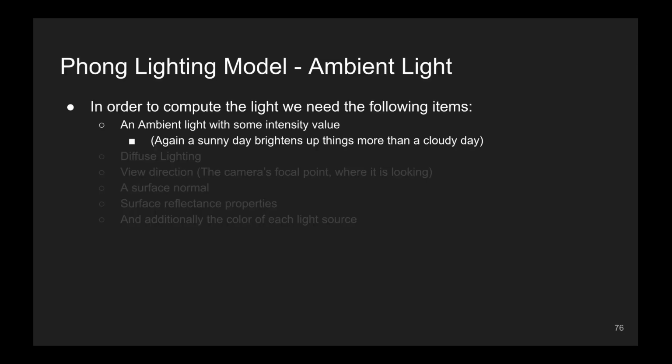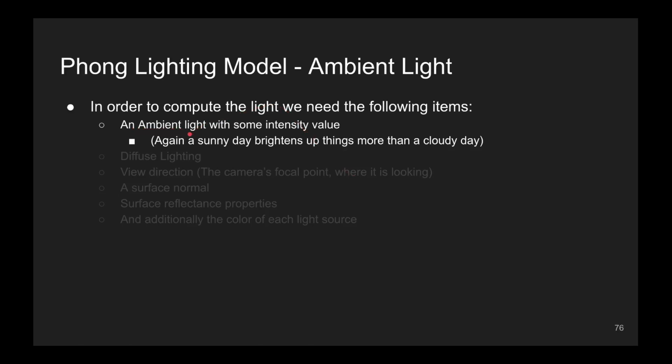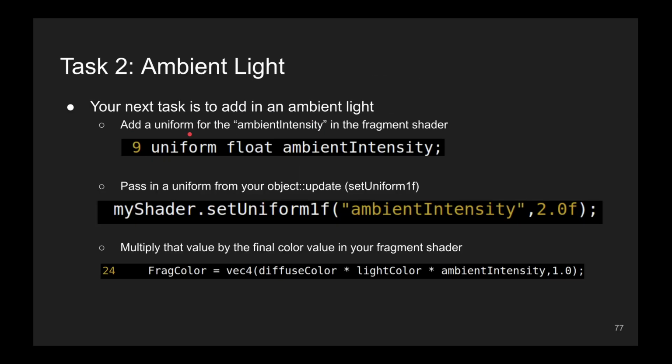Okay. So let's look at these again, just a little bit from an implementation point of view, starting with the ambient light here. What you're going to be doing for task 2 in this lab is implementing the Phong illumination model. So these slides and some of the support code in the lab write-up will be useful for that. If you want to simulate this light, I'm just going to create a uniform variable here called ambient intensity. Then here's the uniform in the fragment shader, and then I'll pass in, in our object update, my shader dot set uniform ambient intensity, and then whatever you want here, 2.0.